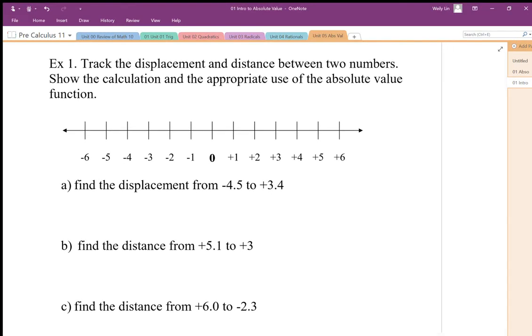So we want to track the displacement and distance between two numbers on the number line. So we're going to show the calculations and the appropriate use of absolute value function.